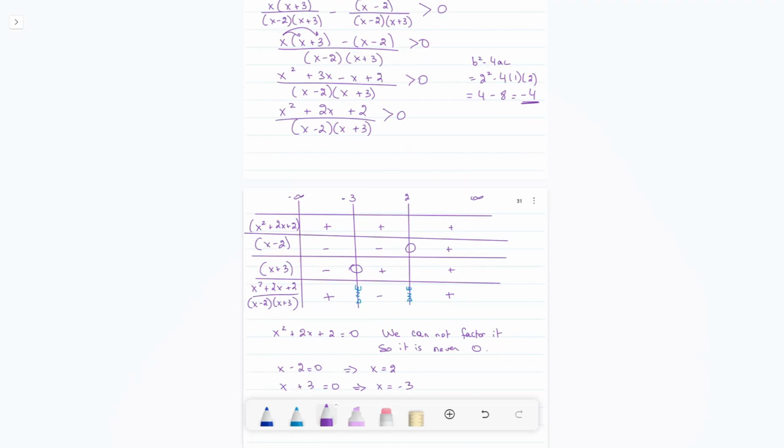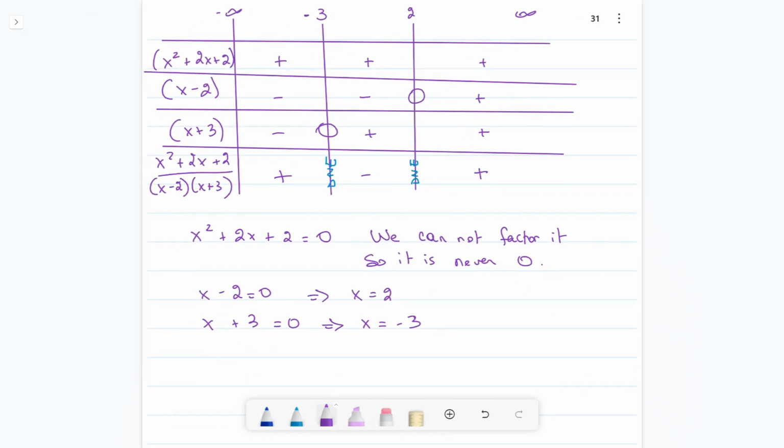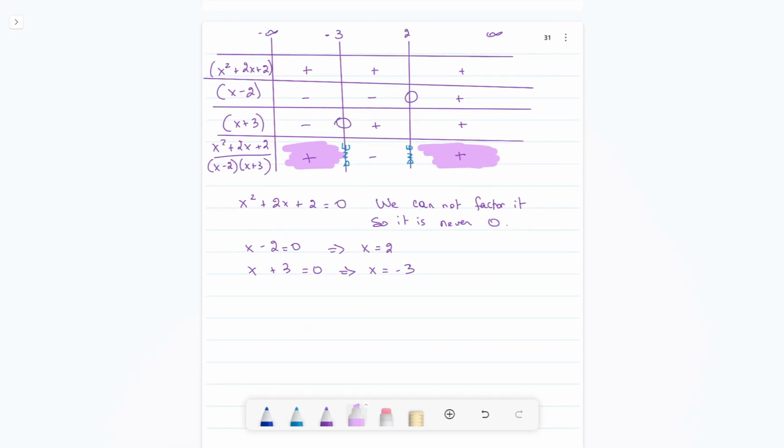Now let's look again at our inequality. We want it to be positive. So where in here is it positive? It's positive in this interval and in the third interval. So we will write the intervals. X belongs to (-infinity, -3) union (2, infinity).